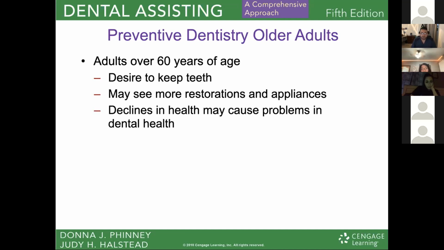So adults over the age of 60 have the desire to keep their teeth. Aging is a natural process, but some declines in health resulting from aging may have adverse effects on the oral health. So the dental assistant can help identify problems and restore them so that the patient can maintain their dentition. They want to keep their teeth as much as possible. Special care may need to be taught for those who need restorations and appliances due to tooth loss. And you want to listen to the patient and maintain an accurate health history in order to address oral care issues.